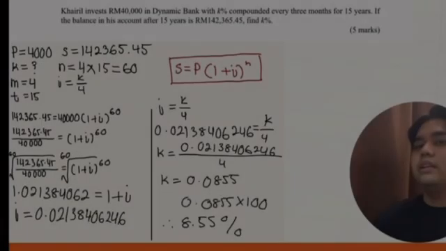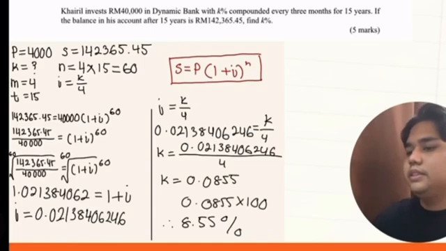Hi, my name is Haris, and I will help you with questions 2 and 3. So, for question 2, the first thing is you must identify the formula and substitution. The formula here is S equals to P, 1 plus K per M, power of M times T. After substituting the given values, we must divide both sides of the equation by 40,000 to isolate the compound factor. Then take the 60th root of both sides to eliminate the exponent. After that, we can isolate K by subtracting 1 from both sides. Multiply the result by 4 to solve K, then convert the K to percentage, and you will get 8.55% for K.